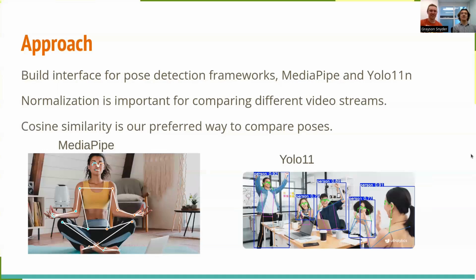The approach for this was basically to get a model going to do these feature detections. For that, we started with MediaPipe and YOLO 11 Nano. This was to do a comparison. We wanted to see what models work best, what models work fastest, and have some variety for what we were doing and testing out. With those models, we had to do some normalization to compare the video streams, which we'll talk more about later. And then we used cosine similarity for a scoring metric, which will also be expanded on in future slides.